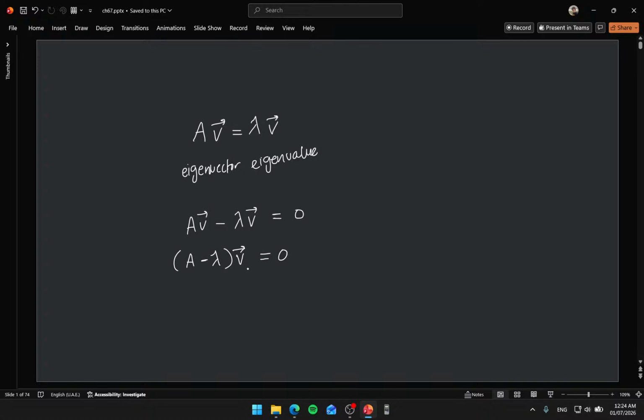So this way we took column matrix V as a common factor. Nice.